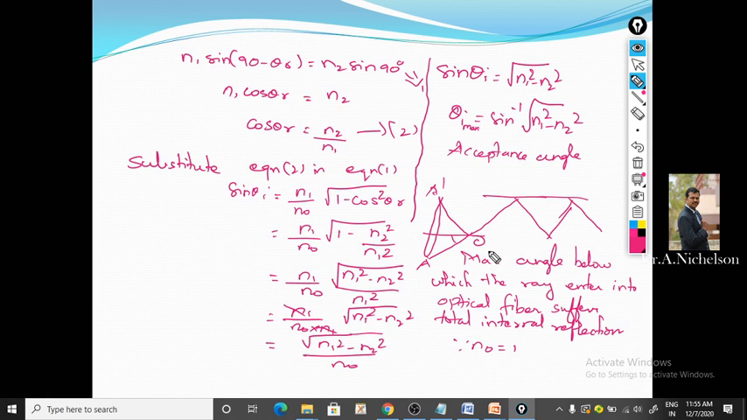This is called acceptance angle. Now let us see what is numerical aperture. In general, the numerical aperture is given by the light gathering capability of an optical fiber. The light gathering capability. How much light it can gather.